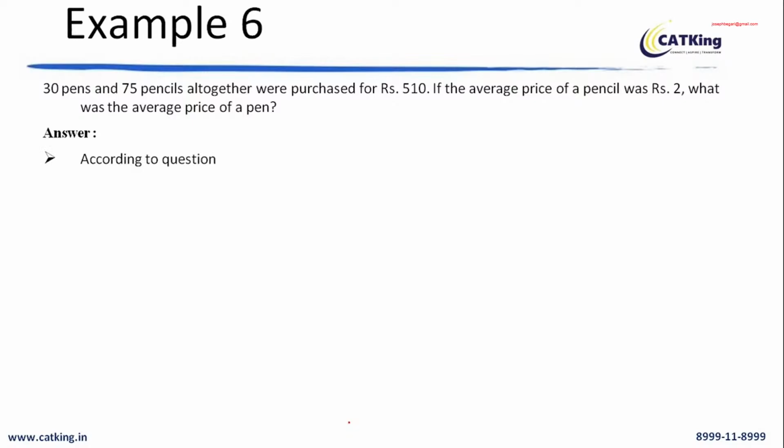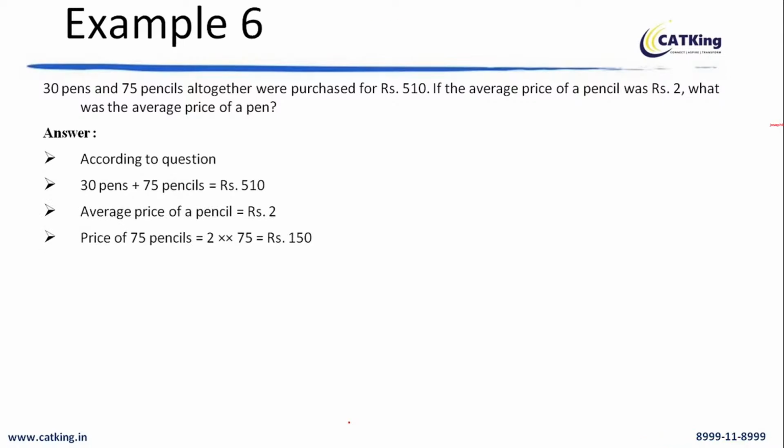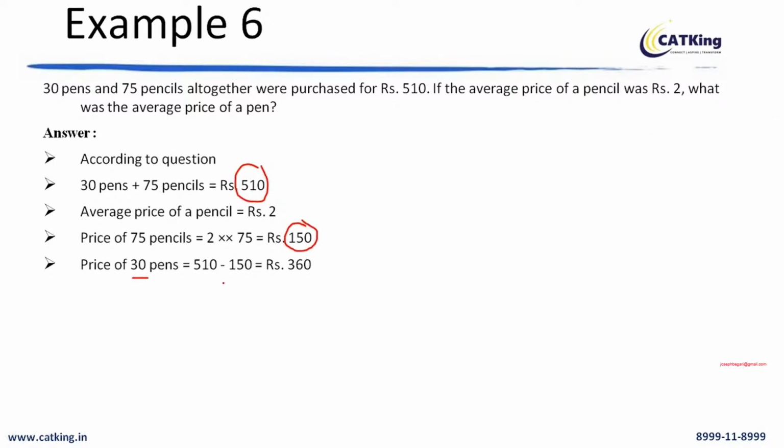30 pens and 75 pencils altogether were purchased for 510. If the average price of a pencil was 2, what was the average price of a pen? Simple question. So 30 pens plus 75 pencils is 510 and the average price of a pencil is 2. So the price of 75 pencils is 150. So 30 pens is basically 510 minus the total cost of pencils. So 30 pens is how much? 360. So the average is 360 upon 30, which is 12.